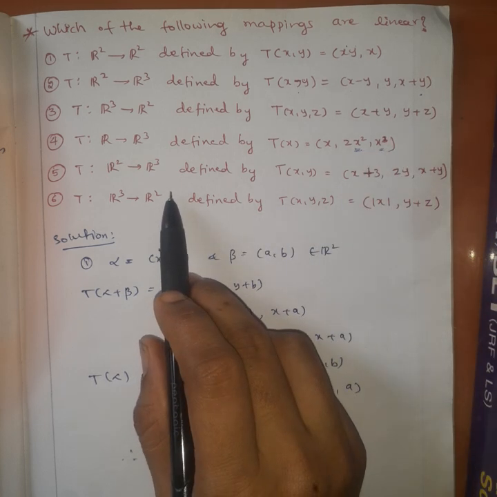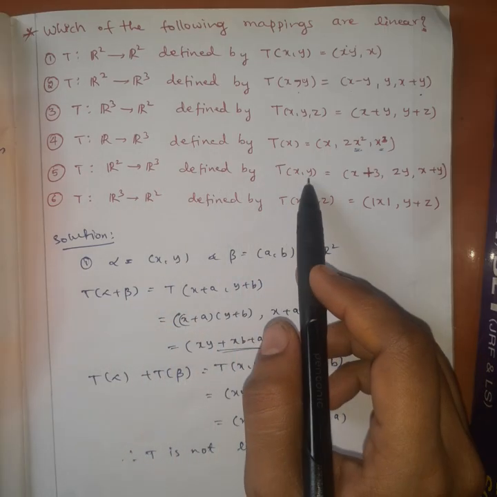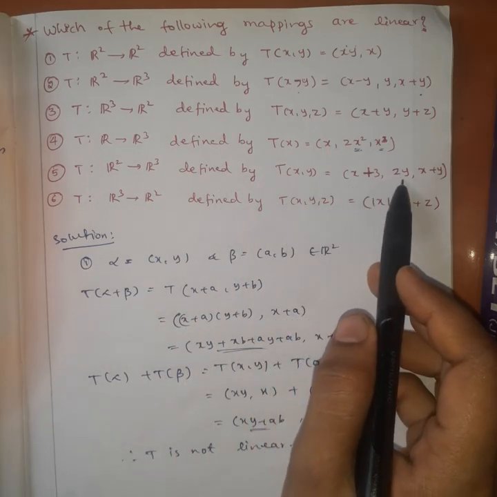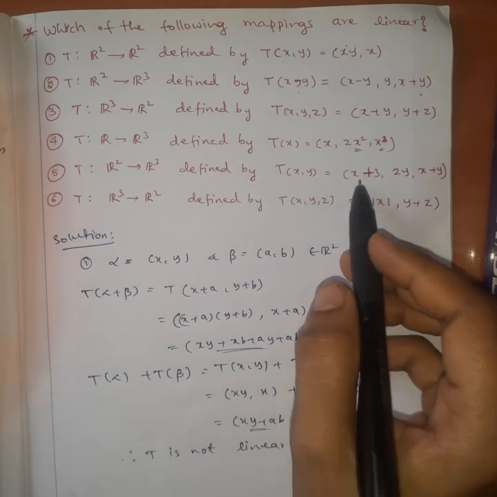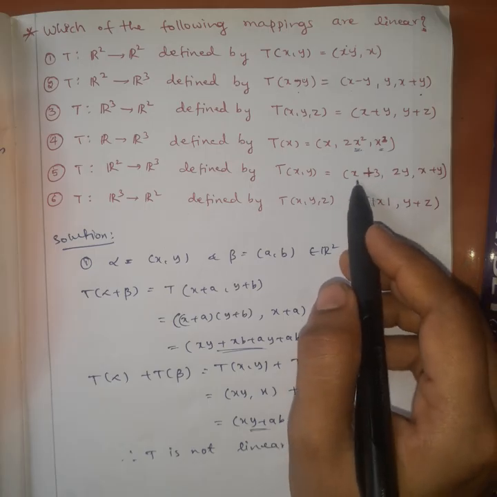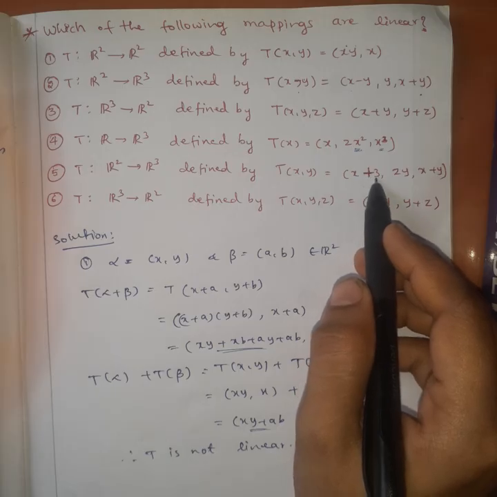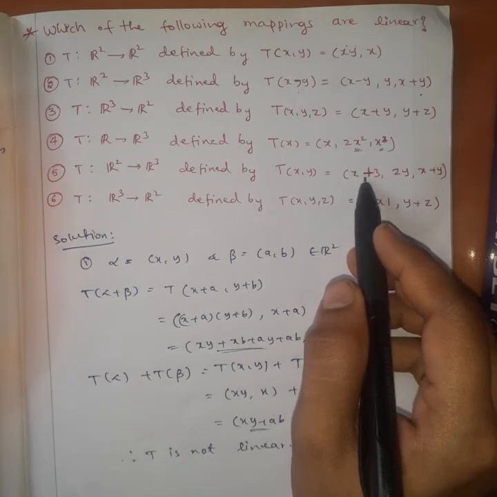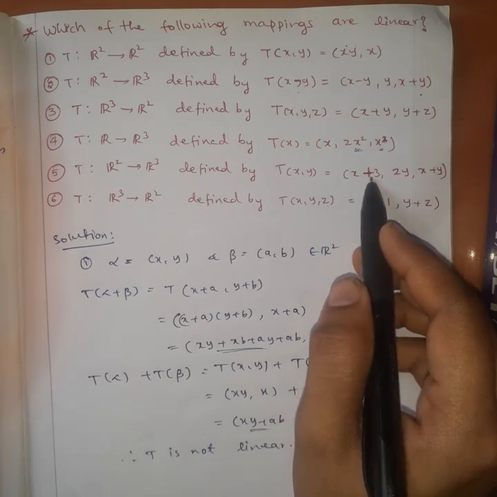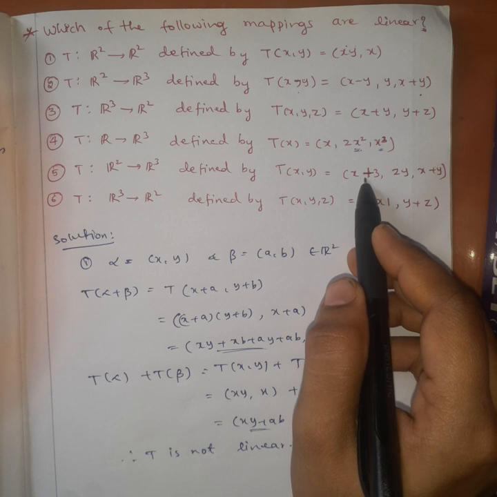And next, T from R2 to R3 defined by T of (x, y) equal to (x plus 3, 2y, x plus y). This also I explained in the last video. This is not linear, because here the term is x plus 3. If you get something like this, x plus some number or y plus some number, then that transformation is not linear. Without checking the condition we can tell. So this is not linear.